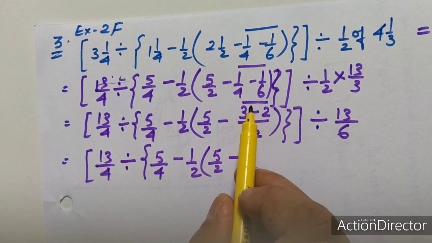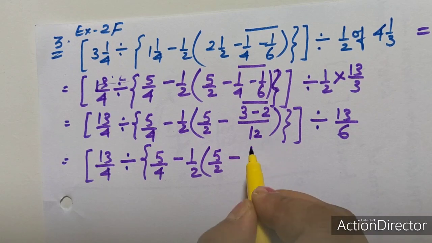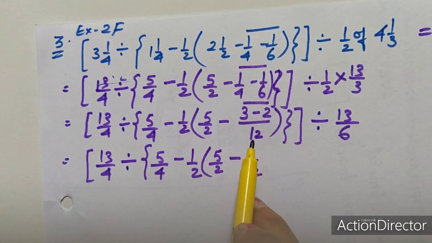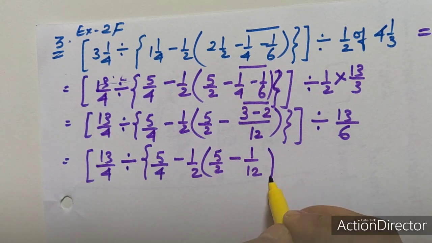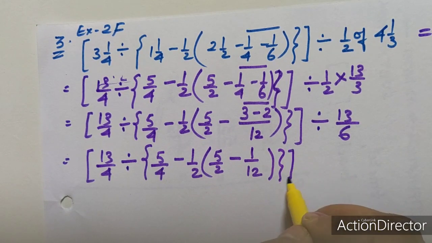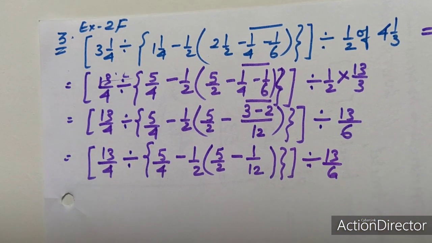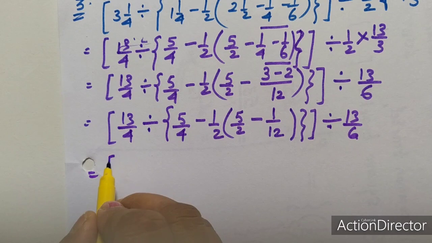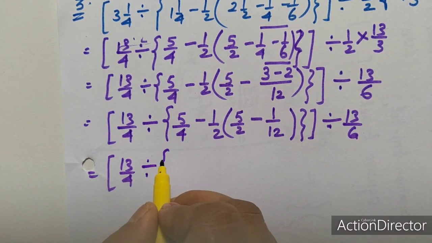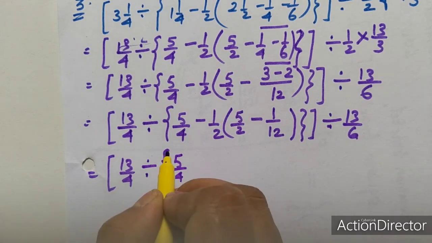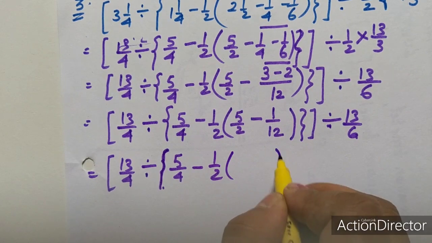When you subtract, because we are going to simplify the bar first of all, 3 minus 2 is 1 by 12. Now it is simplified, so no need to use any bar now, okay? Then use only the common bracket, copy down the curly and square brackets as it is, divided by 13 by 6. The next step is again copy down as it is 13 by 4 divided by curly bracket 5 by 4 minus 1 by 2. Now simplify this one.